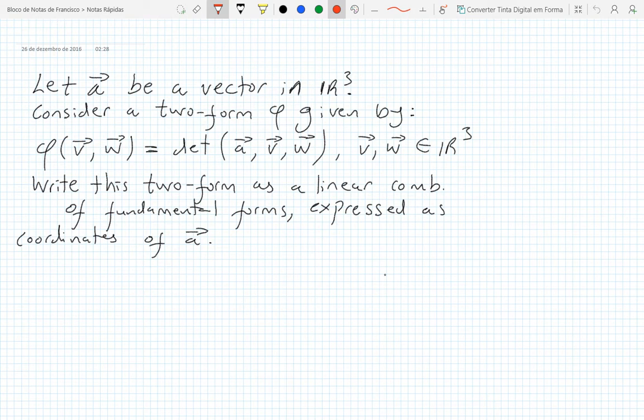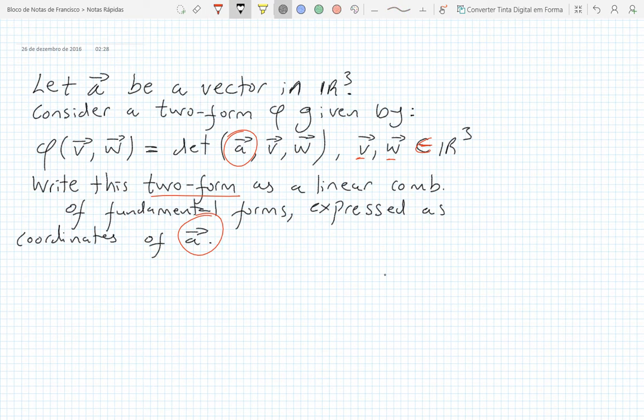Let A, vector A, be a vector in R3. Consider a two-form phi given by phi of V, W is the determinant of A, V, and W, where V and W are in R3. Write this two-form as a linear combination of fundamental forms expressed as coordinates of A. Okay, so we have to take the coordinates of A.